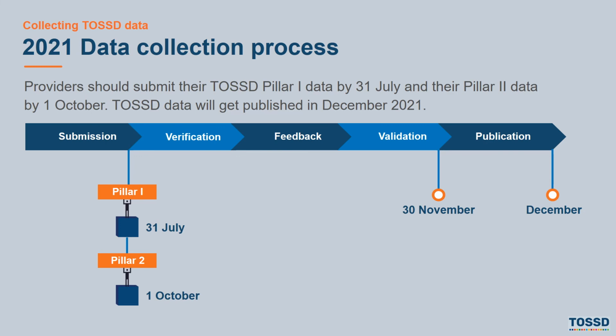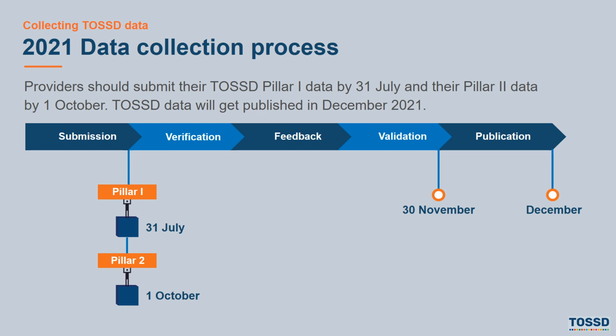The TOSSD data collection cycle is comprised of several phases. The submission by countries and organizations of their TOSSD data to the TOSSD Secretariat, the verification of data by the Secretariat, feedback by the Secretariat to the countries and institutions on their submissions, followed by the validation and publication of TOSSD data. In 2021, data are collected on 2020 activities.